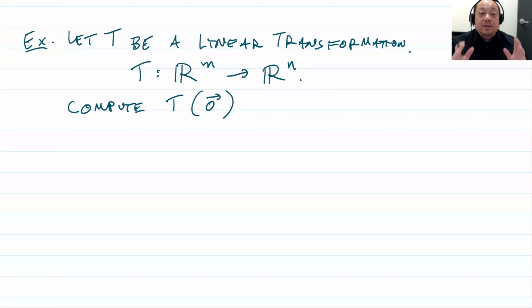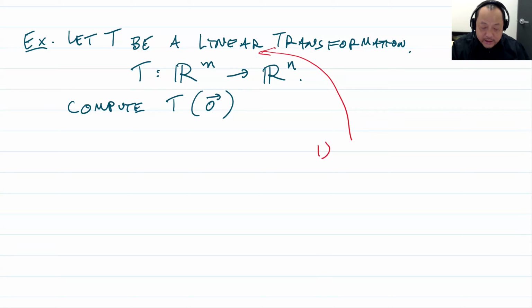Let me give you some hints. We're given that T is a linear transformation. That means T satisfies conditions 1 and 2. So take condition 1, take condition 2, and put in some specific values in it to have a T of 0, and then see what the answer is. Okay, that's the hint. So go ahead and try it. Press pause and come back when you're done.